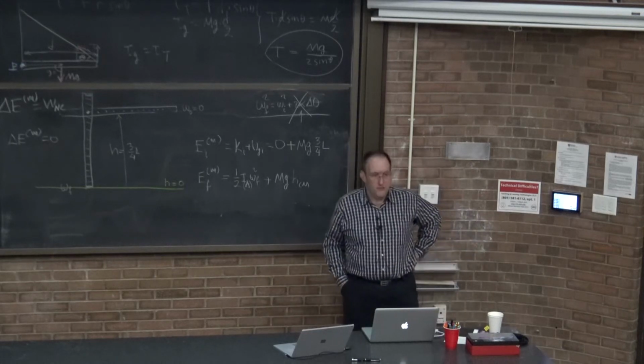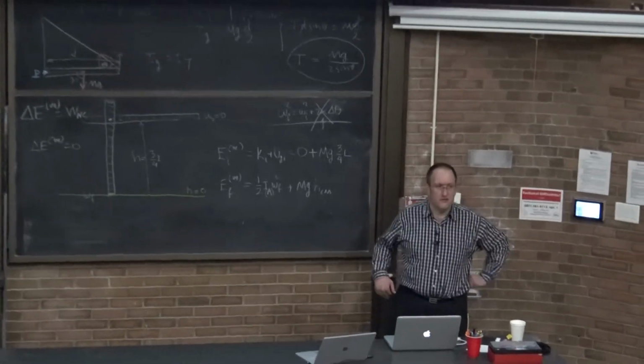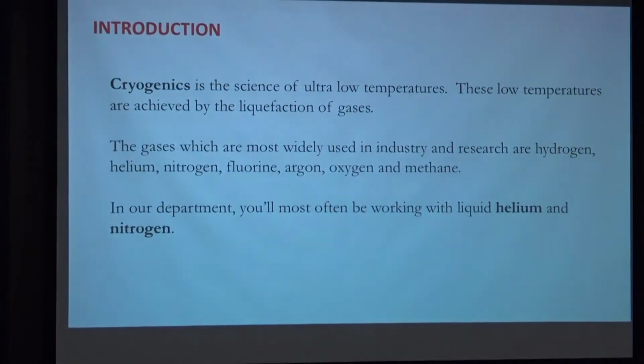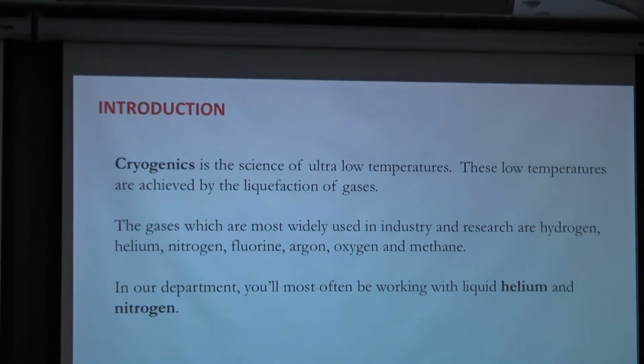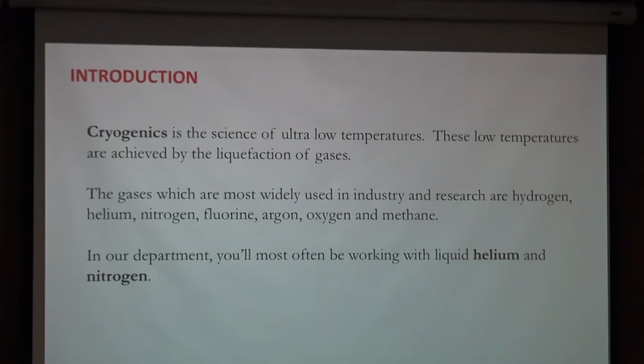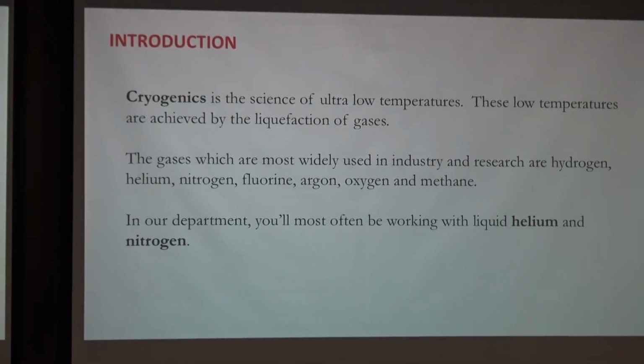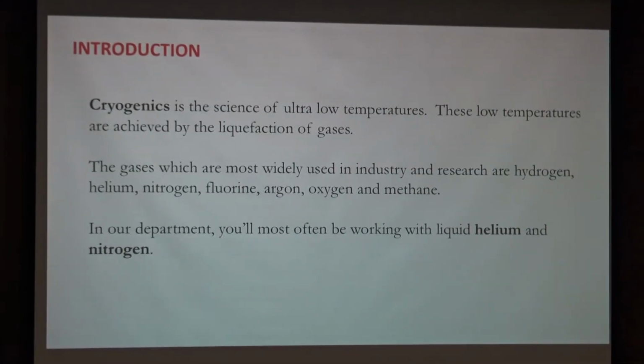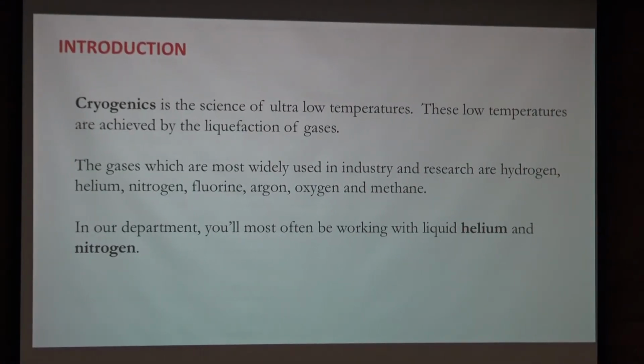Okay, when we're talking about cryogenics, we're talking about substances at low temperatures. This can be either refrigerated gases or cold liquids. And the most commonly used cold gases and liquids range from hydrogen, helium, nitrogen, fluorine, argon, oxygen, and methane.